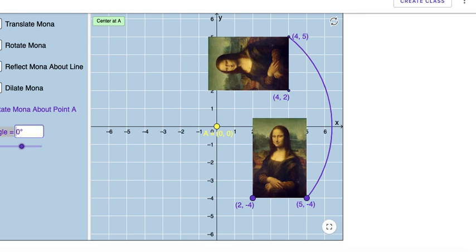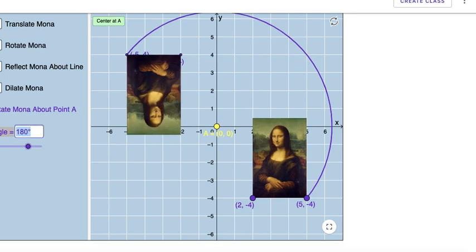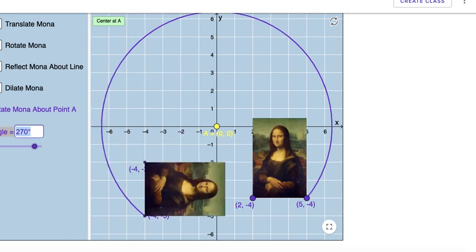If I wanted to go 180, I see my Mona Lisa is now on the opposite side of the coordinate plane, but now she is upside down. And then 270, I see my Mona Lisa looks like that.